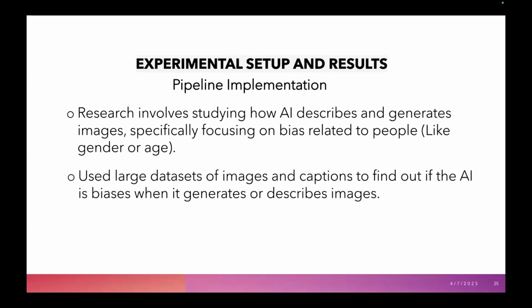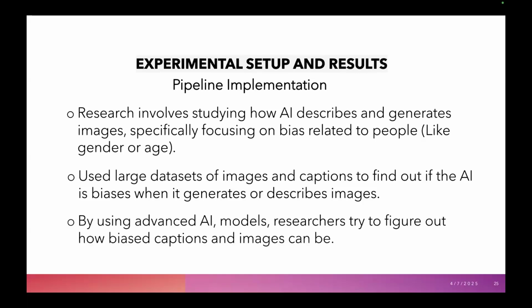They use Flickr and COCO as the multimodal datasets to see if the AI is biased when generating images and captions. Then they use those generated images to determine how biased those captions and images can be.